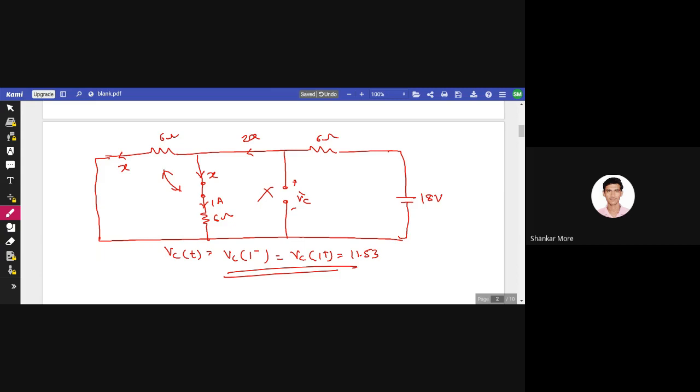The voltage across this resistance should be 6 volt, and that should be the same across this capacitance, isn't it? Do you get this point? I hope you're getting it right. See, this is 6 volt, so it should be 6 volt. So VC of infinity will be 6 volt. VC at infinity will be 6 volt. Any doubt till this? No doubts?